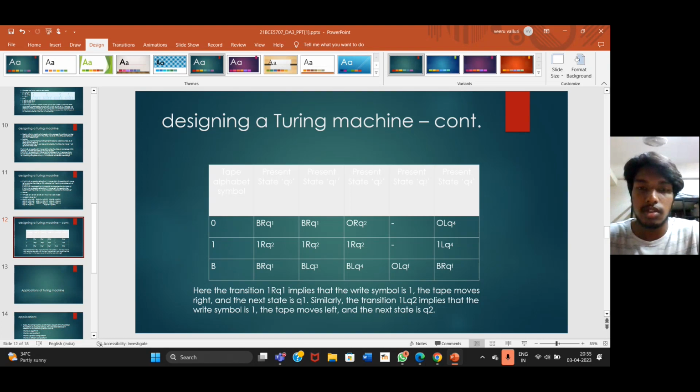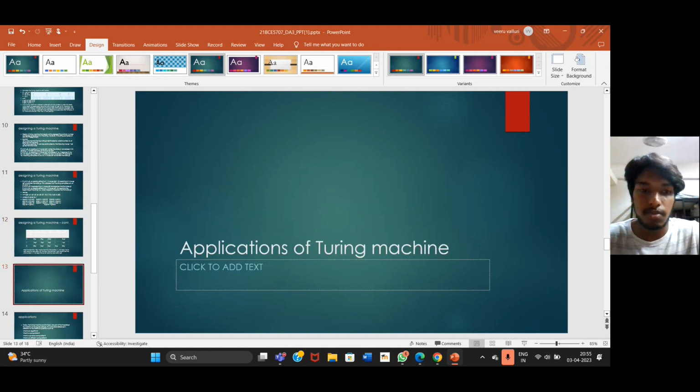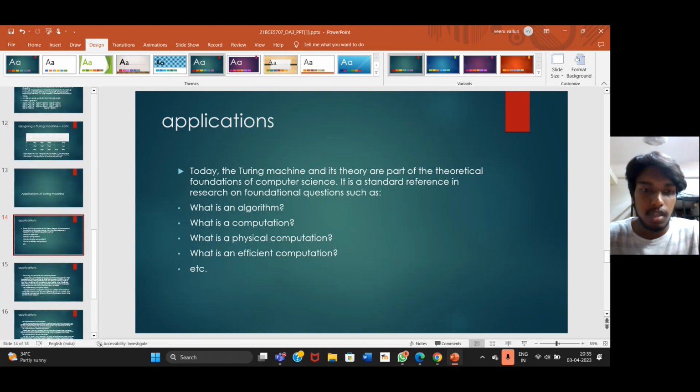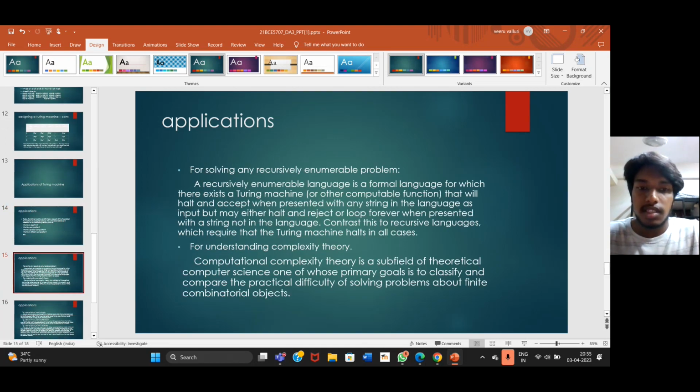And we also should know the applications of Turing machines. Today, the Turing machine and its theory are part of the theoretical foundations of computers. It is a standard reference in research of foundational questions such as what is an algorithm, what is computation, what is physical computation, what is an efficient computation, etc. Now, we can see some applications in some examples.